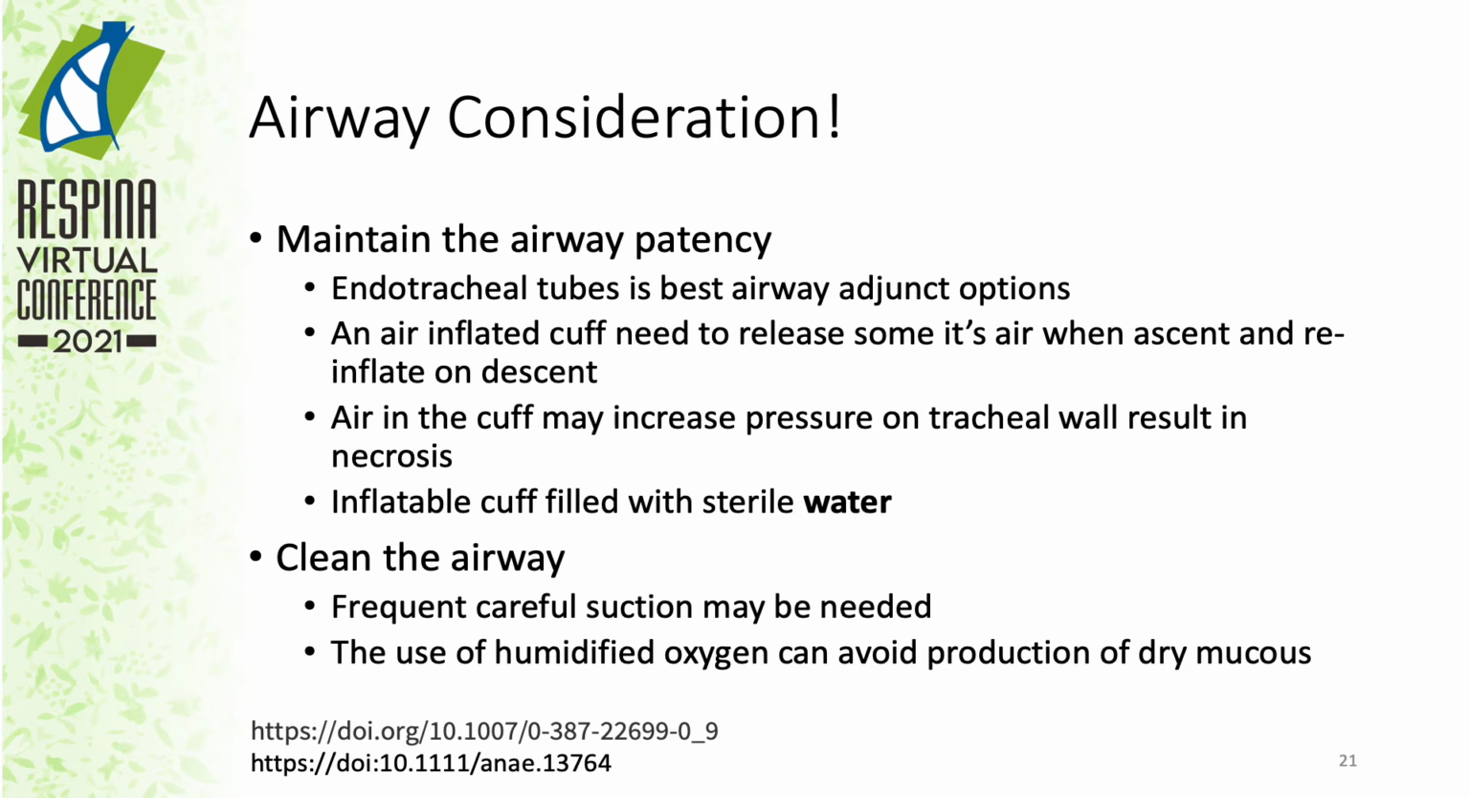Based on the discussed environment and physiological changes, there are some airway considerations. To maintain airway patency, a definitive airway by ET tube is the best airway adjunct option, as it fully secures the airway and is the gold standard of airway management. You need to consider releasing some air from the cuff when the airplane is ascending and reinflating on descending. The concept is just like when you open a bottled mineral water in the sky and it shrinks as the airplane lands on the ground.